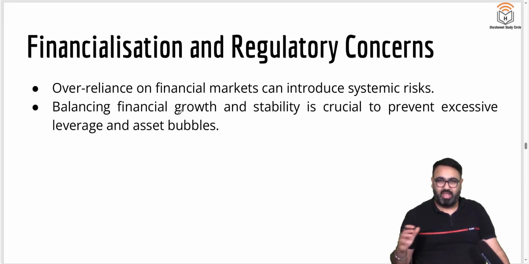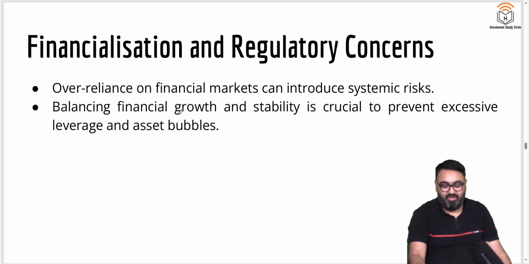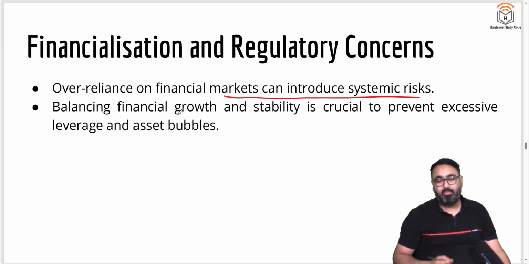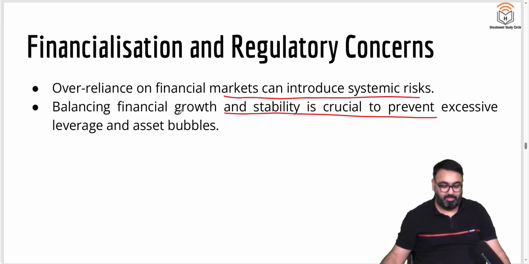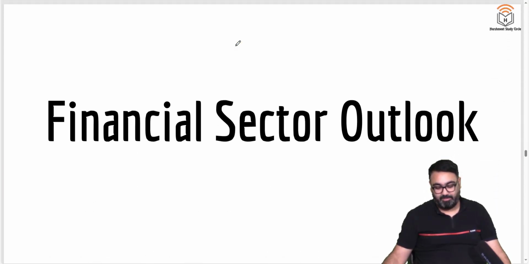Also, there are certain risks involved. For example, when financial markets control many companies, it will lead to systemic risk. For example, when the Sensex goes down or when there is negative news in the global market, it might impact all the companies that are listed. So companies that are listed always would have to face certain danger of shocks from the stock market. Balancing financial growth and stability is also important. So both of these have to go hand in hand as per the economic survey.